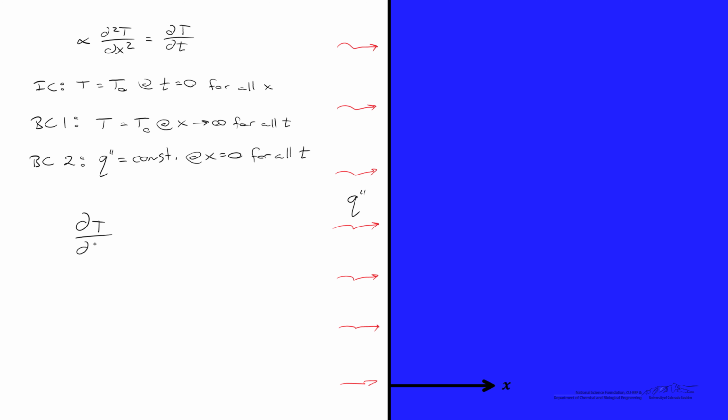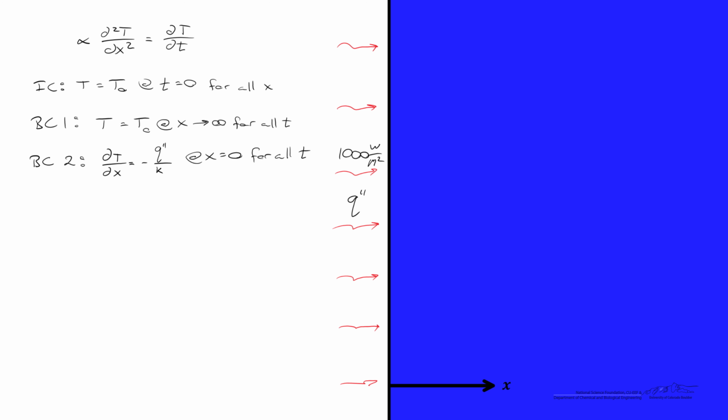Mathematically, this says that the temperature gradient dT/dx is equal to this known value of flux divided by the thermal conductivity. A scenario like this might occur, for example, if there was a flame or something like that, and the flame imparted, I don't know, 1,000 watts per square meter at the surface.